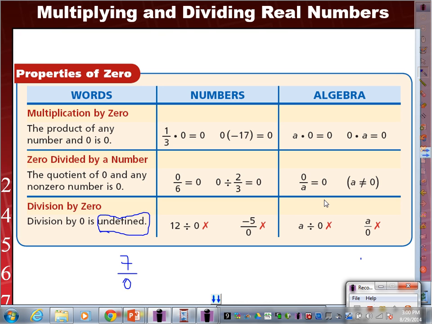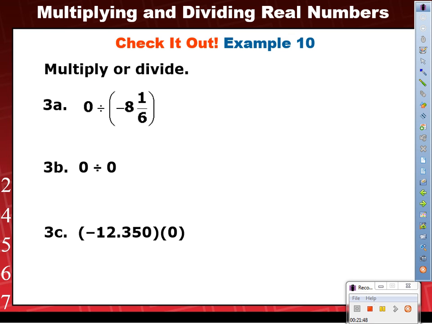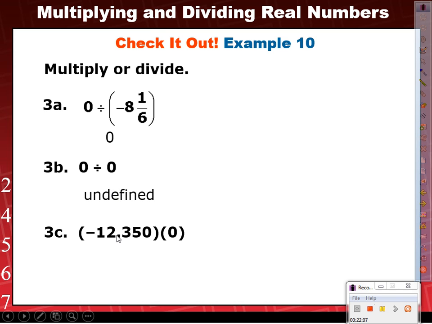Okay. So those are the three properties that I wanted to introduce. So check this out. Everybody look up. Look at this one. 0 is being divided by a number. Is that possible? Yes. So the answer is 0. 0 is being divided by 0. That means a number divided by 0. What is this one? 0. No, this one is undefined. And this one, they're multiplying times 0, so the answer is 0.